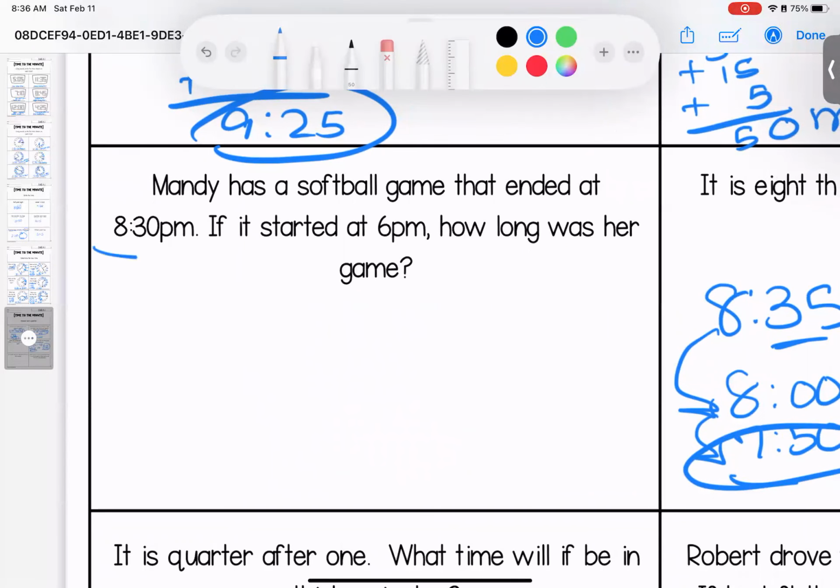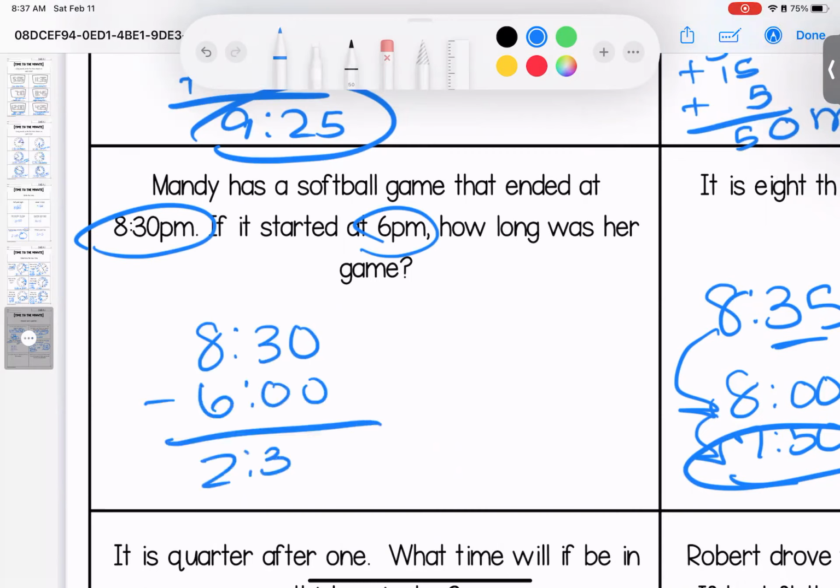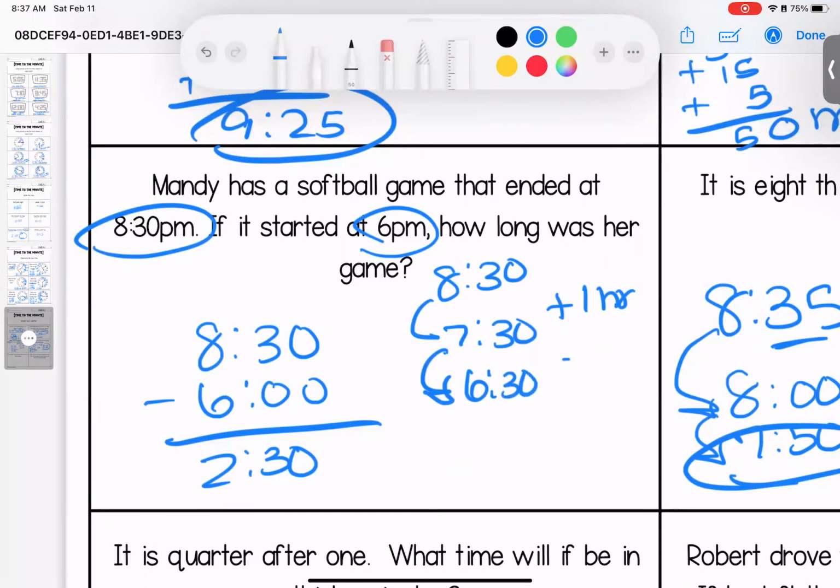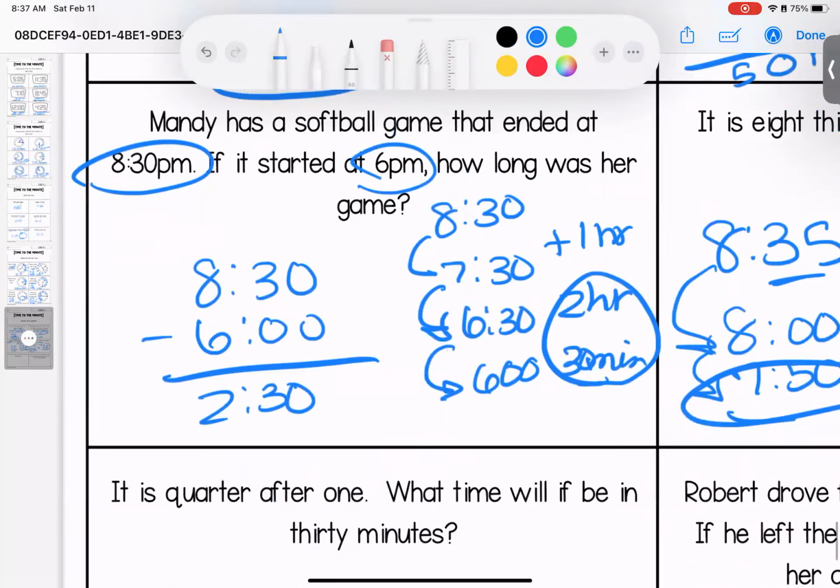Mandy has a softball game that ended at 8:30. If it started at 6 p.m., how long was her game? This one I can do a straight subtraction. 8:30 minus 6 p.m. It's going to be 2 hours and 30 minutes. If I wanted to do the jump, 8:30, 7:30, that's 1 hour. 6:30, that's 2 hours. And to get to 6 p.m., that's another 30 minutes. So 2 hours and 30 minutes.